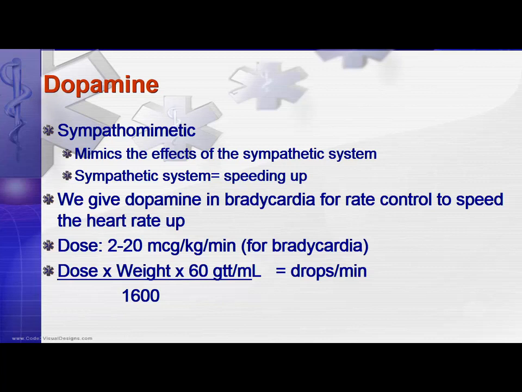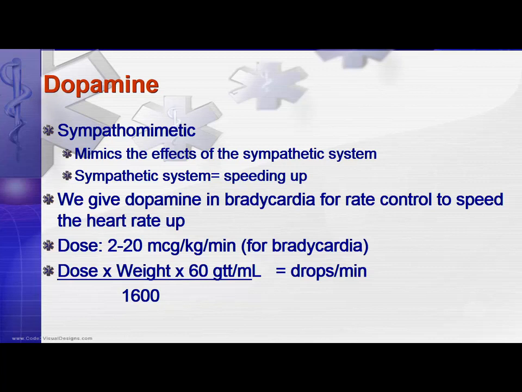Alright, so what about dopamine? Dopamine is a sympathomimetic, meaning it works on the what? Sympathetic nervous system. So you would expect a sympathetic response, especially cardiac, inotropic, and you've also got some vasoactive response as well. We give dopamine in bradycardia for rate control to speed the heart rate up. We also give dopamine in which other algorithm? Yeah, post-cardiac arrest. Return of spontaneous circulation.